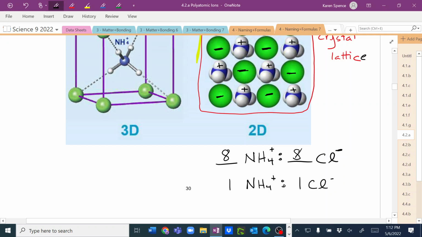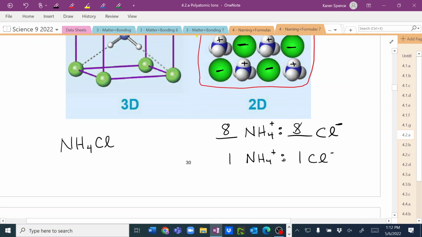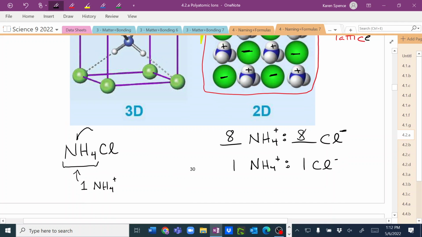And I'd like you to notice something about this formula when we write it like this. How many NH4s are in that formula? How many ammoniums? There's just 1 NH4. And you'll notice, did we put brackets around it? Are there brackets around it? We don't use any brackets for one of them, okay?